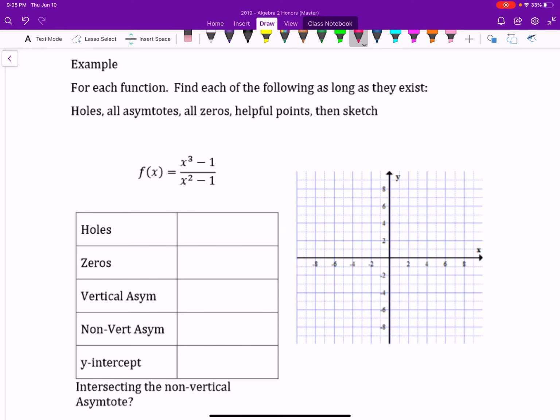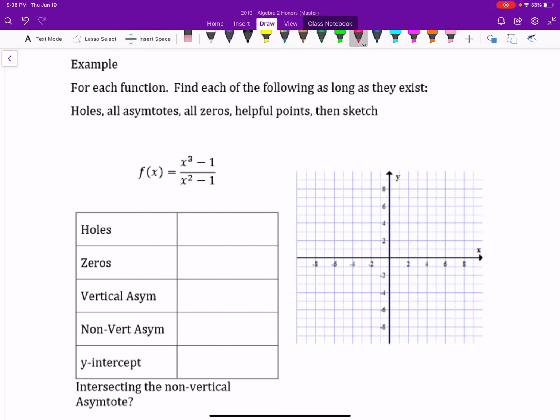So now that we've defined all of the pieces that we need to find in a rational function when we're trying to graph it, we're ready to go. I put a chart up here, and sometimes you won't have the chart, but I put the holes first. You should always look for the holes before you look for anything else. If there is a hole, that gets canceled out and you find zeros, vertical asymptotes, non-vertical asymptotes, everything based on that, okay?